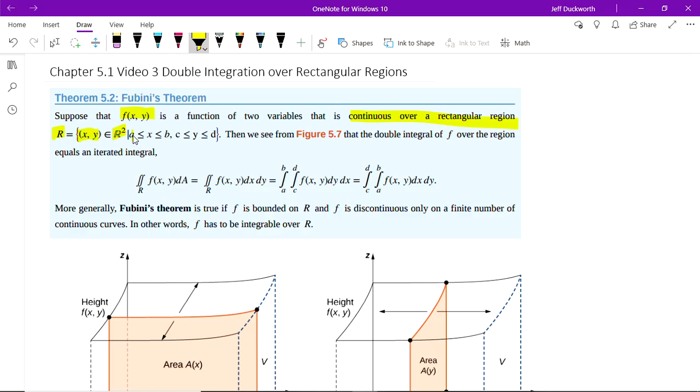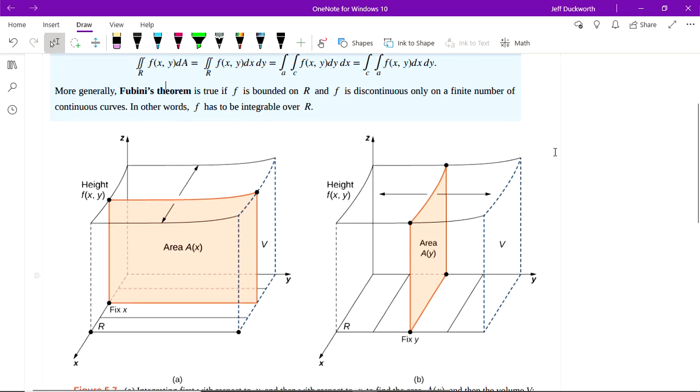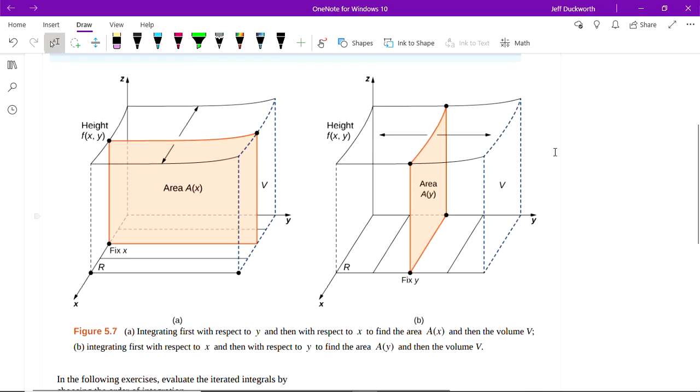We have some value x that's between real numbers a and b, and some value y that's between real numbers c and d, then what we get is the double integral of f over R, and that equals the iterated integral above, and the picture of it looks like this.